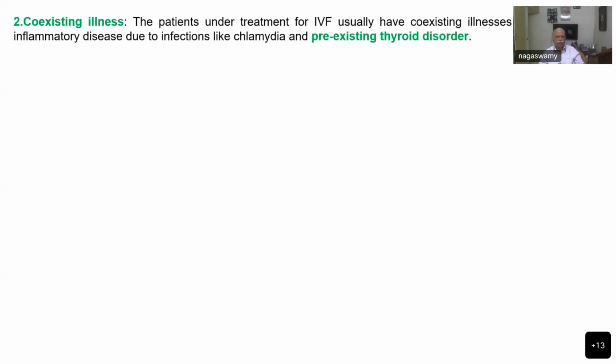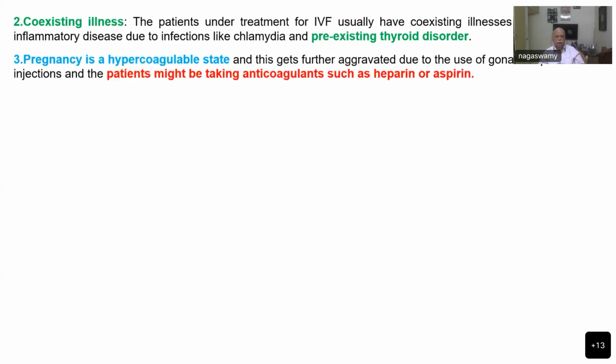The second factor you have to remember is the coexisting illness, which you described. They may have, most commonly, thyroid disorders, especially hypothyroidism, which may be present in the majority of the patients coming for infertility, and they may be put on thyroid supplements. And the third thing is pregnancy is a hypercoagulable state, so it can be further aggravated by the use of the hormone injection that we put them on. So the majority of them are prescribed anticoagulants to prevent deep vein thrombosis and thrombus formation.